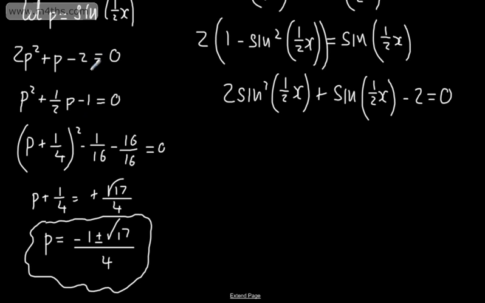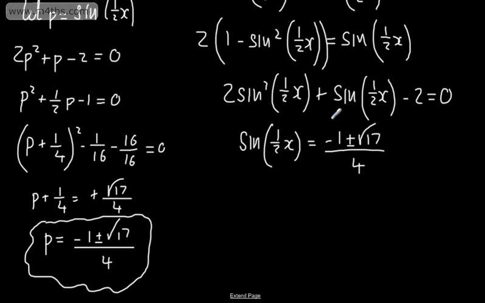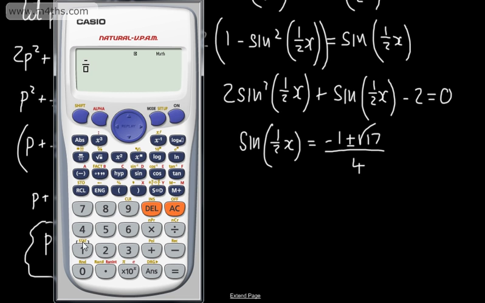Right, so if you'd used sine x here, what you would now have is sine of 1/2 x is going to be equal to negative 1 plus or minus the square root of 17 over 4. Now let's just look at this. Remember, what we've got here is a value, and we need this to be between negative and positive 1. So if we look at negative 1 plus root 17 over 4, root 17 is just over 4, and that gives us 0.78 and so on and so forth.